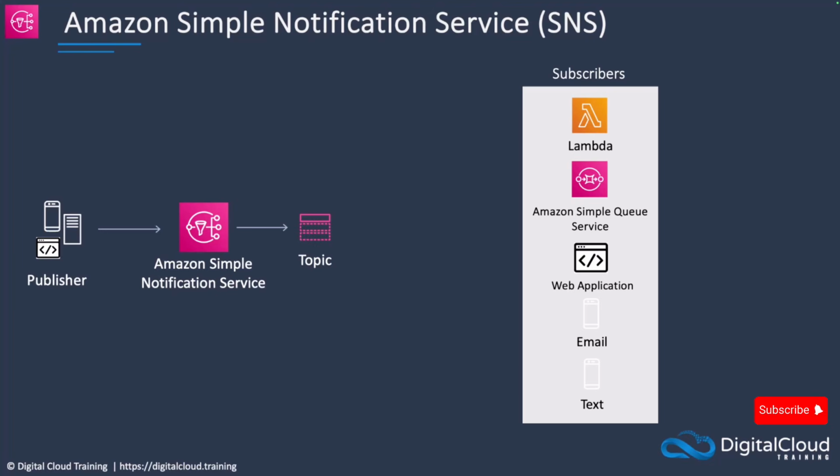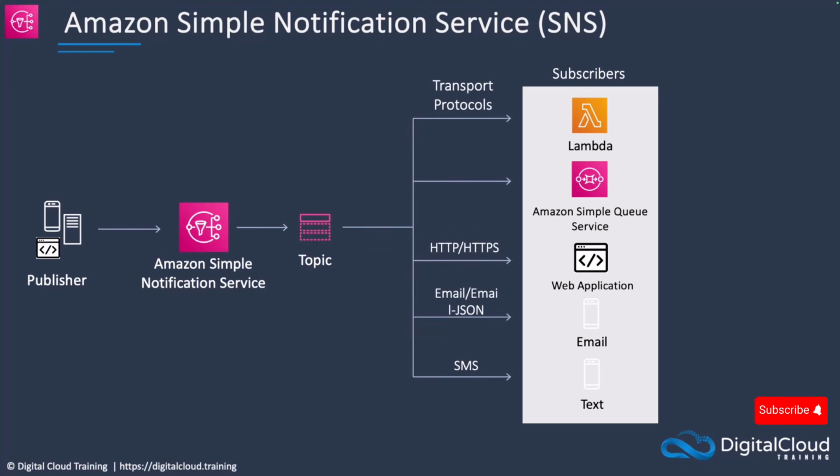They subscribe to the topic, and then messages can be sent out to all of the subscribers simultaneously. So one message might go to multiple subscribers. That's SNS. So this is also another example of decoupling.